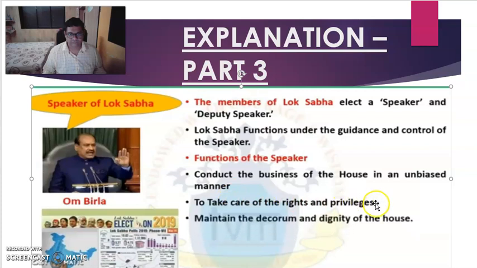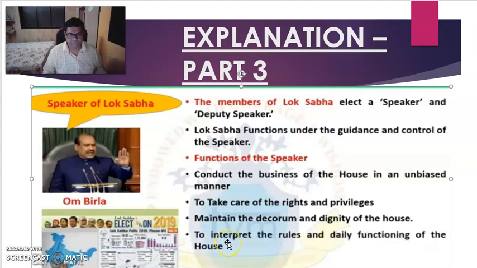He has to maintain the decorum and dignity of the House. He takes care that the rules and practices of the House are respected and all the members respect each other as well. He also interprets or declares the rules of the daily functioning of the House, and everyone works accordingly. He decides when a member shall speak and how long he or she shall speak.